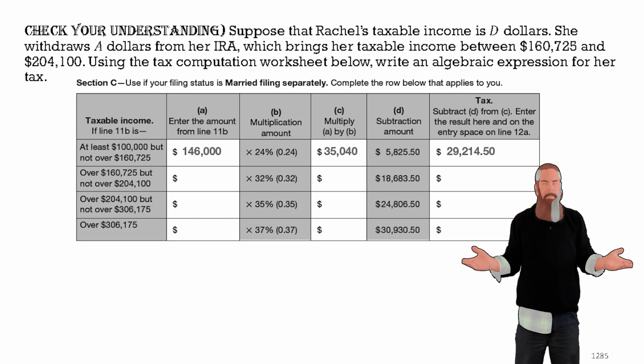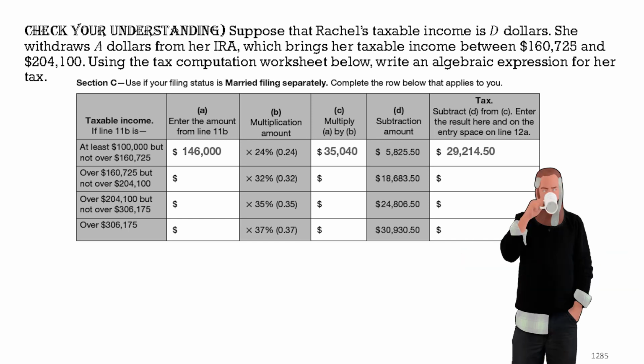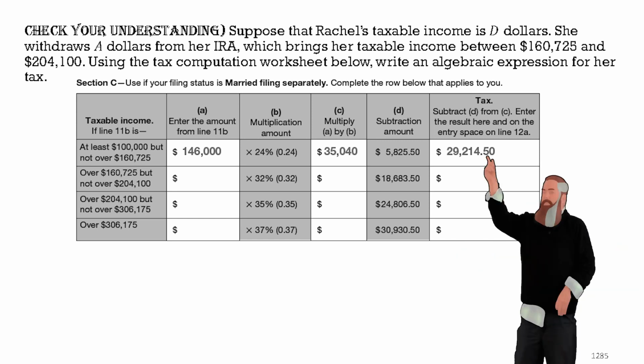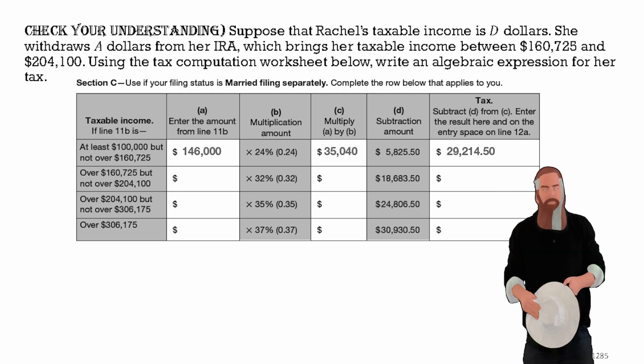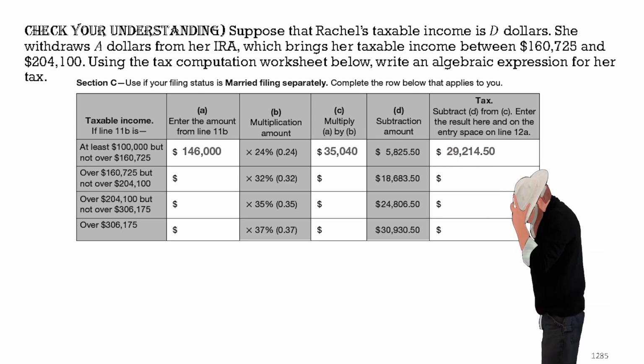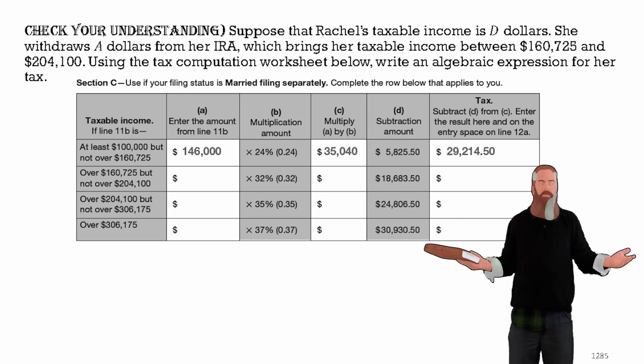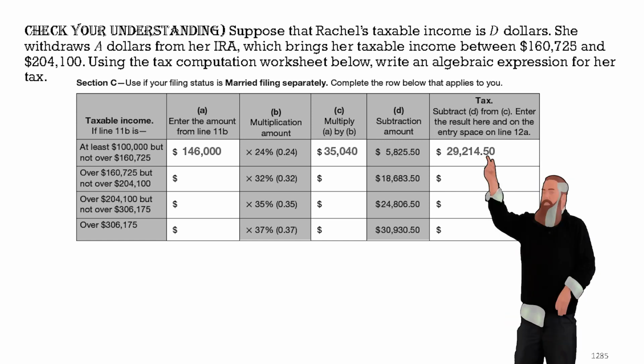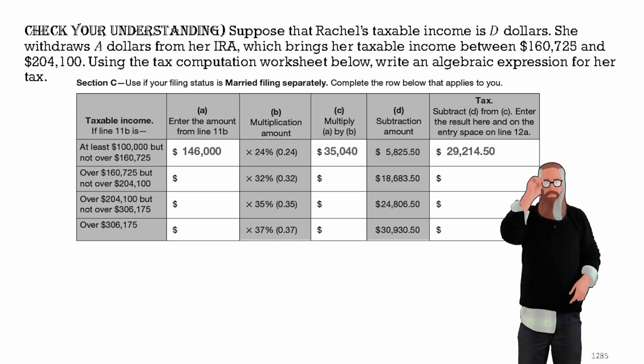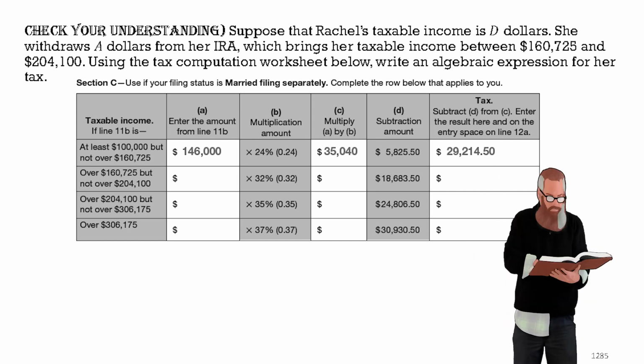Let's check your understanding and suppose that Rachel's taxable income is D dollars. She withdraws A dollars from her IRA, which brings her taxable income between $160,725 and $204,100. Using a tax computation worksheet below, write an algebraic expression for her tax.